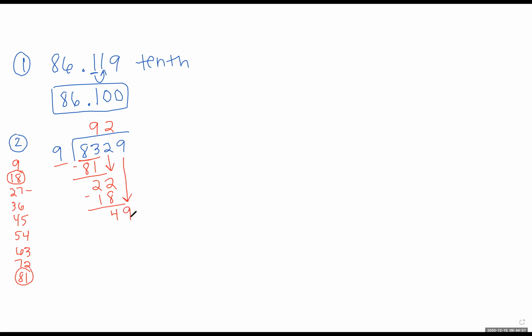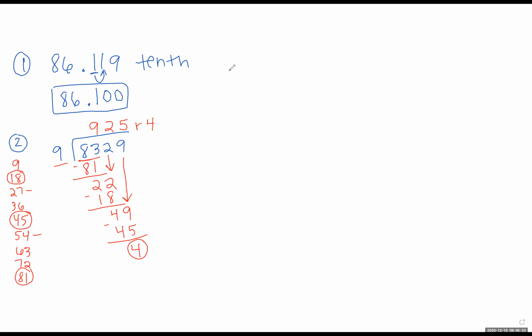How many times will 9 go into 49? Well, 54 is too much, so I will do 45, which takes 5 times. 5 times 9 is 45. 49 minus 45 is 4. I have nothing else to bring down, so this 4 is considered my remainder. So 8,329 divided by 9 is 925, remainder 4.